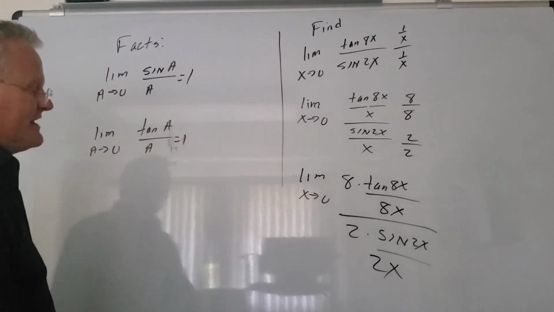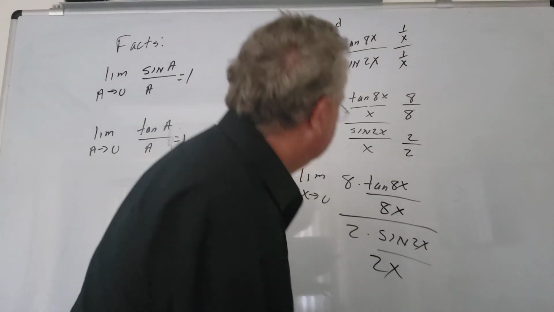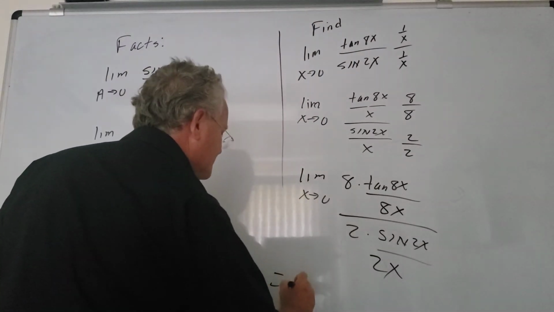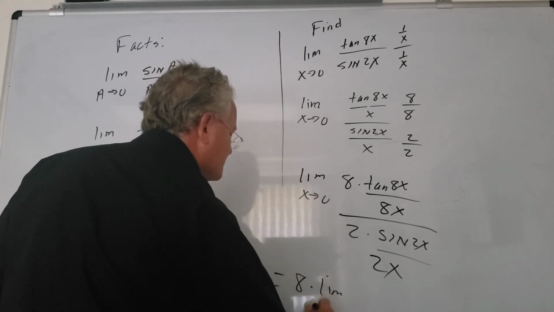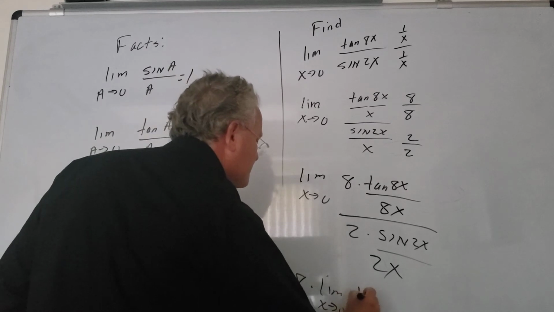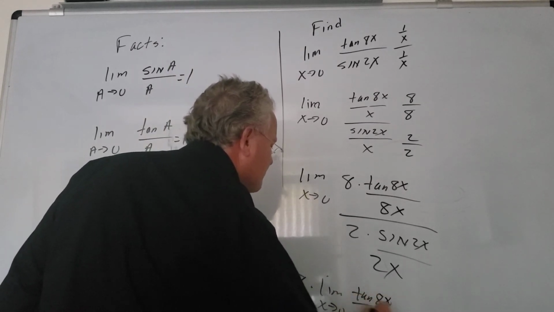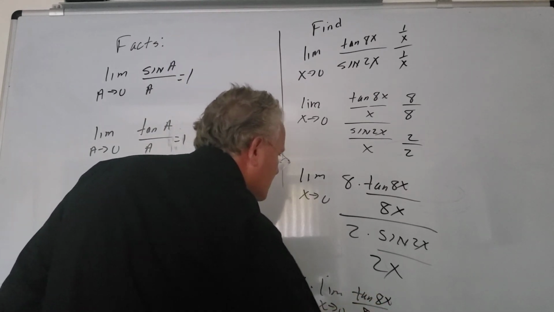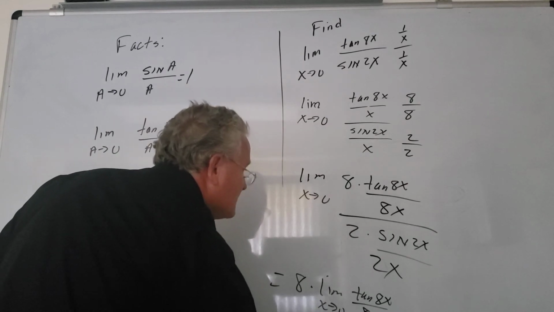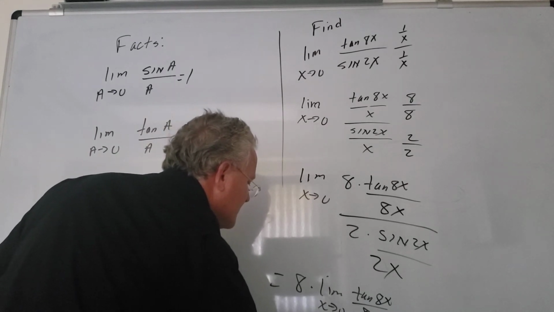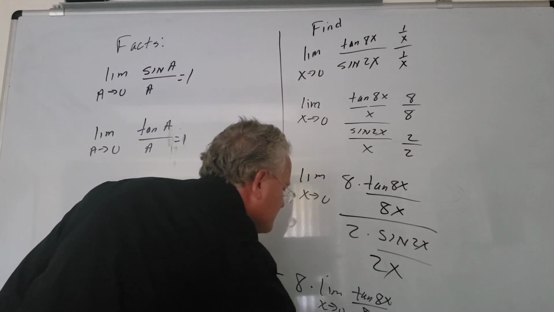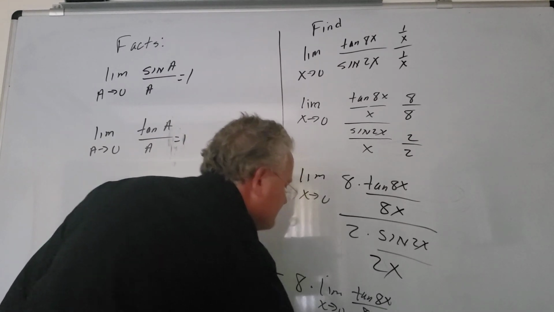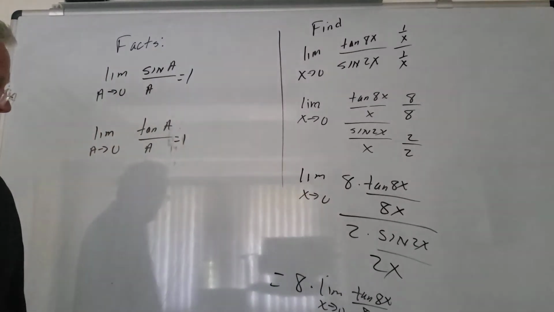Now, like we said, if we want to write this, this is 8 times the limit as x goes to 0 of tangent 8x over 8x, divided by 2 times the limit as x goes to 0 of sine 2x over 2x. So that's just using our properties of limits.